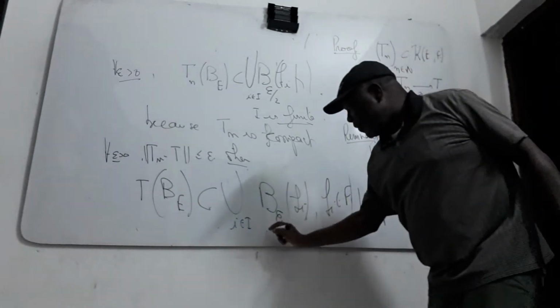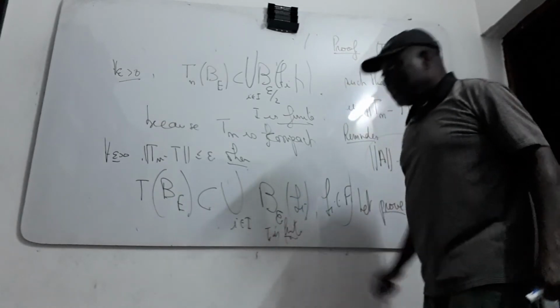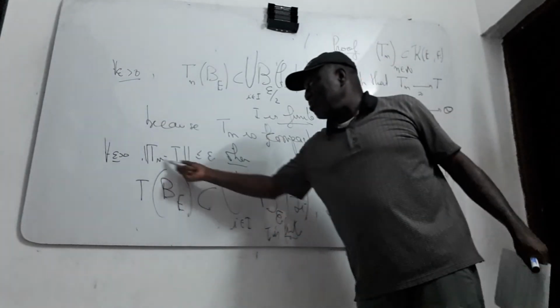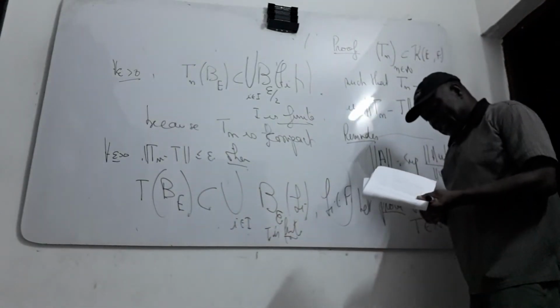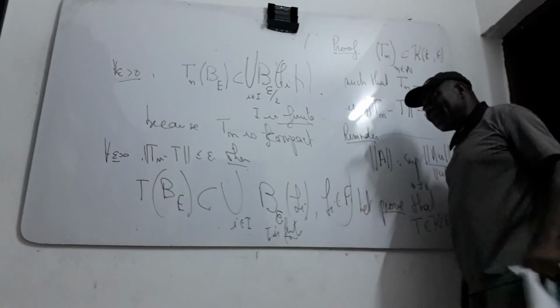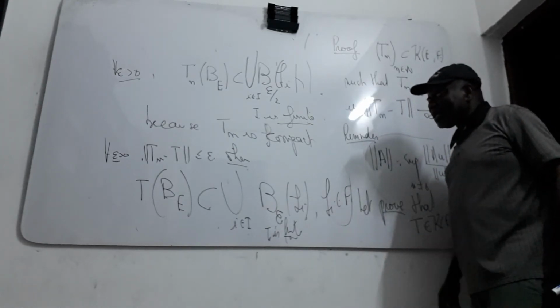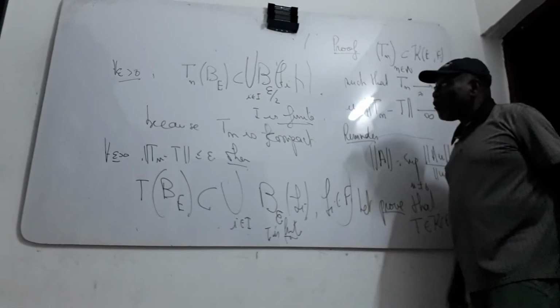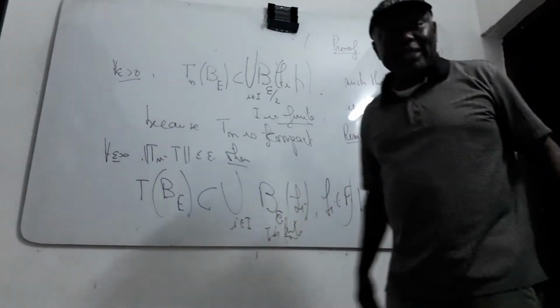This index is finite. Then that means that the image of a ball is covered by a finite covering. That means that T is compact. It is compact. That means that our K of it is also compact. Okay, thanks.